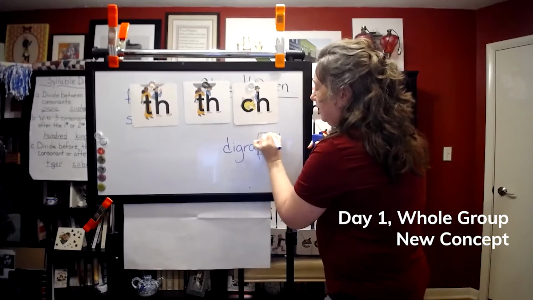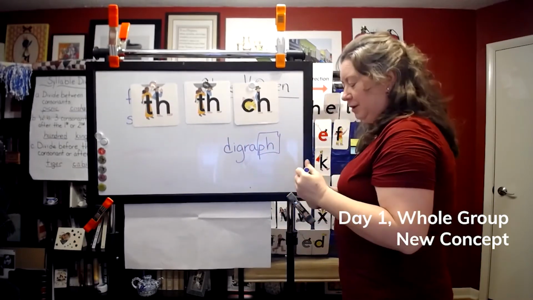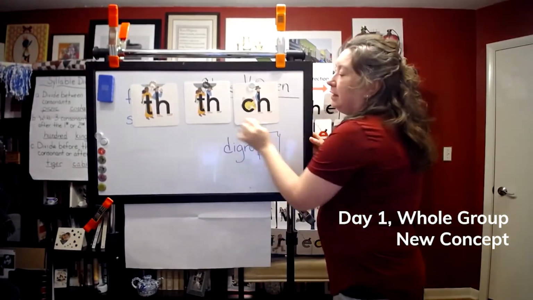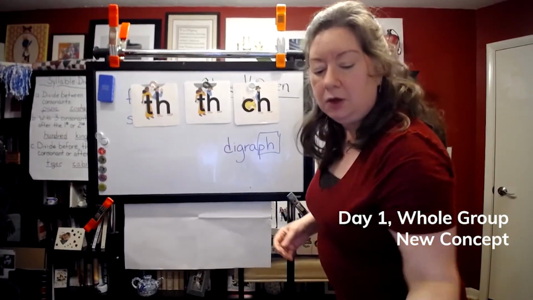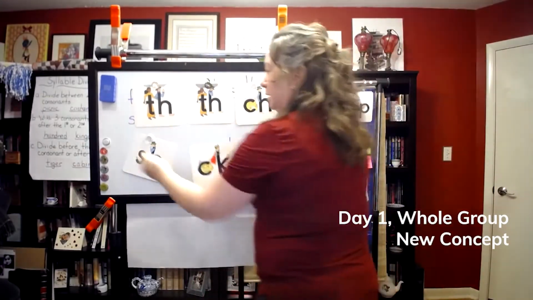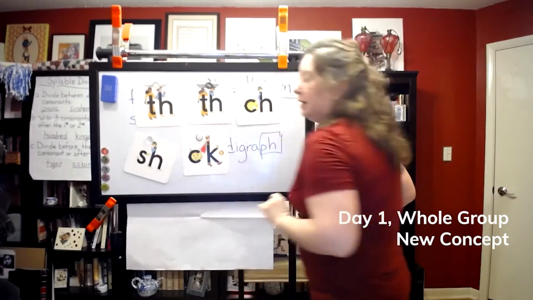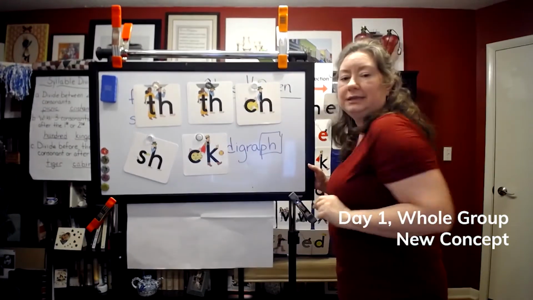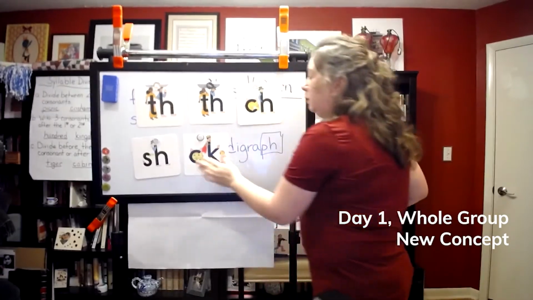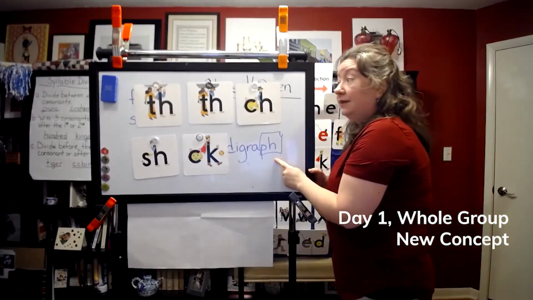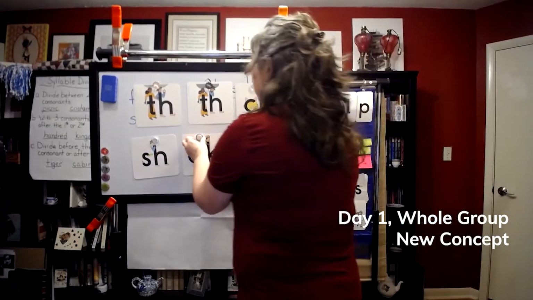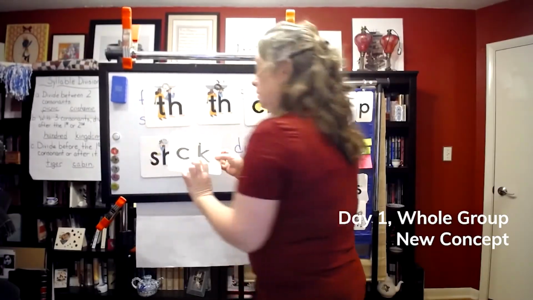Interestingly enough, digraph has a digraph in it that we're going to learn later. But when you have 2 letters that make one sound, that's called a digraph. And we had a digraph in our word she, and we also have a digraph in here, CK. Okay, so these are the 5 that we have learned so far. We will learn some more consonant digraphs, and we'll actually learn some vowel digraphs too. All right, so let's go over these really quickly.